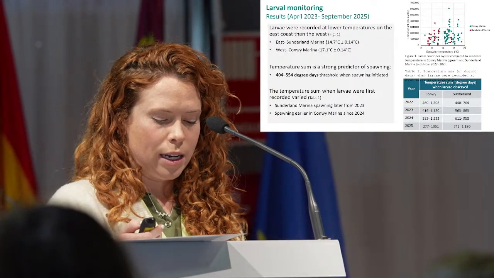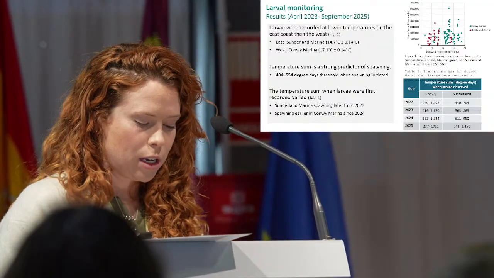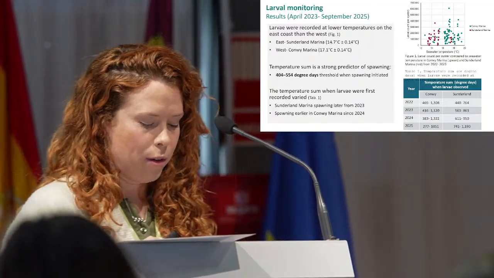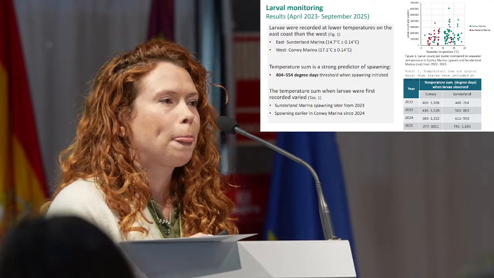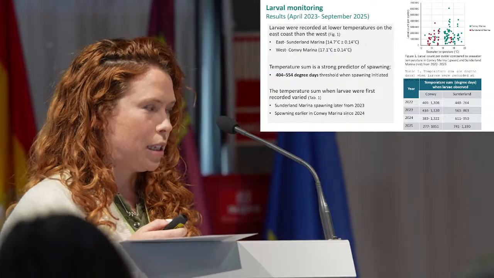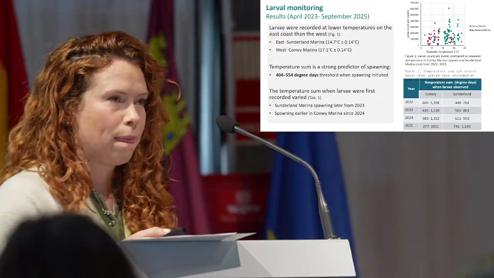What we start to see in our data is a shift in when that threshold is being reached. So in Sunderland, oysters have been spawning later each year since 2023. We've been seeing the spawning earlier since 2024. Overall, this shows how sensitive oyster spawning is to temperature and how small differences in local conditions can alter reproductive timings across the sites.